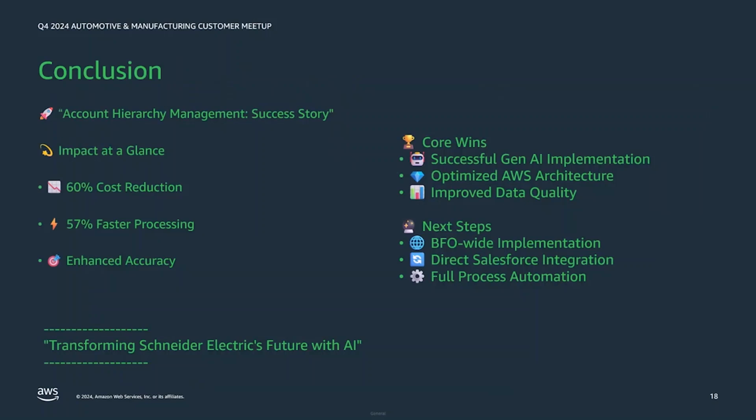So, to conclude and reiterate, this solution has resulted in a 60% cost reduction of the process. It has 57% faster processing, and of course enhanced accuracy. So those are our core wins. This was probably our first successful Gen AI implementation. The architecture is really optimized, and we are still improving it on a day-to-day basis. The data quality is improving over time.